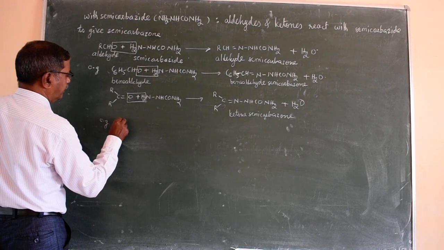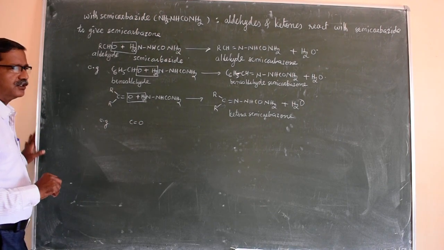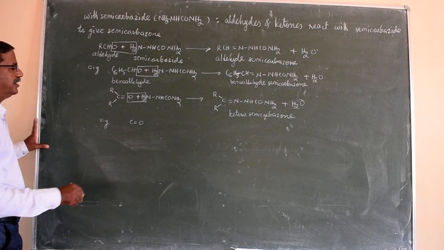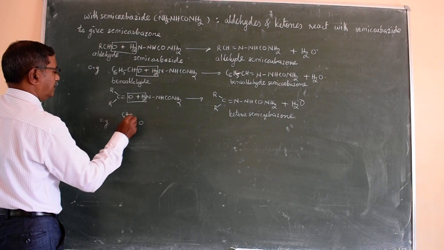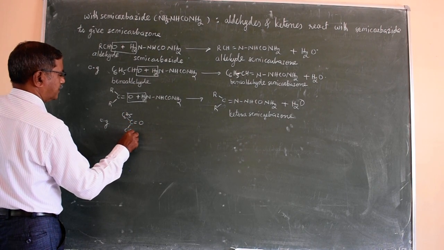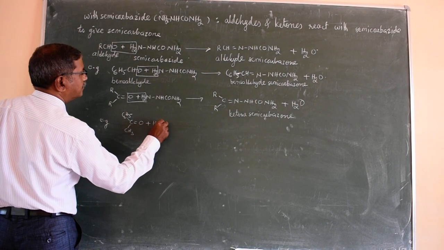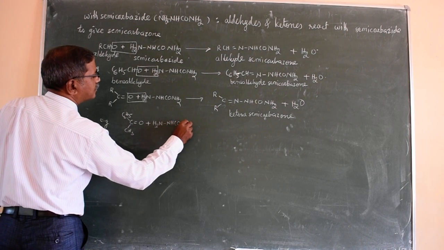For example, I am writing acetophenone, C double bond O. In acetophenone, the C double bond O is attached to a phenyl or benzene ring and CH3. So it's a phenyl C6H5, then CH3, plus semicarbazide NH2, NH, CONH2.